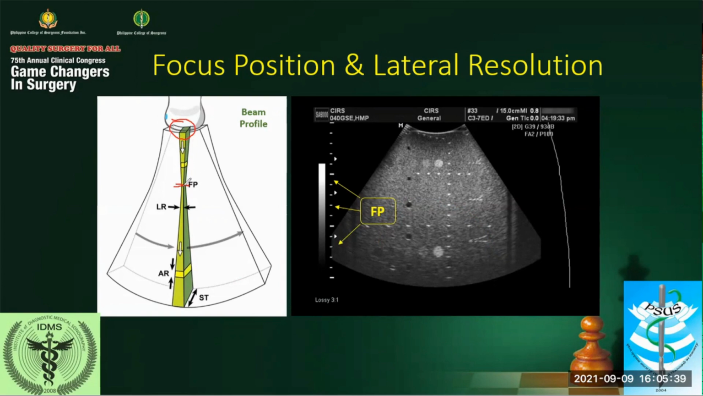This is where you get the best lateral resolution. After the focus, the beam starts to diverge, thereby losing focus. So here, the focal point is the narrowest part of the beam. This is where you get the best lateral resolution.